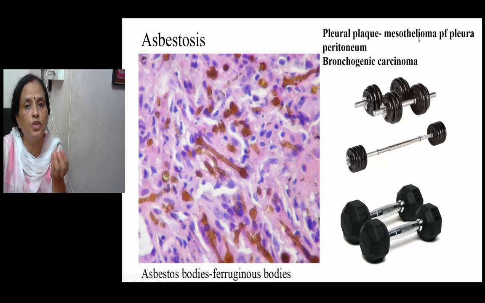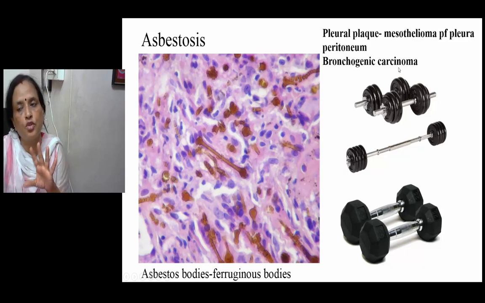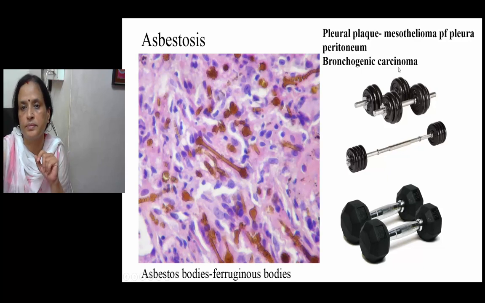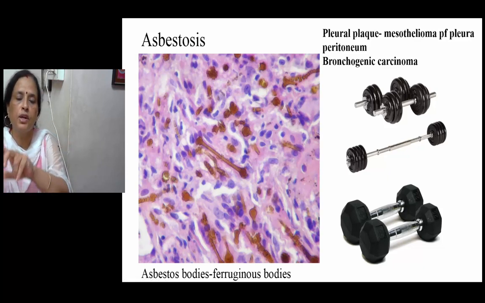So where does mesothelioma occur? It can occur in the pleura or in the peritoneum, because pleura and peritoneum have the lining of mesothelial cells, and these people with asbestosis can develop bronchogenic carcinoma as well. Okay, association of a pneumoconiosis and malignancy you have seen here. Please don't forget asbestosis, mesothelioma.